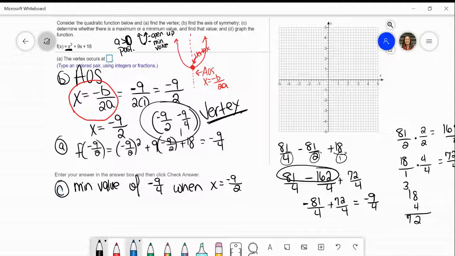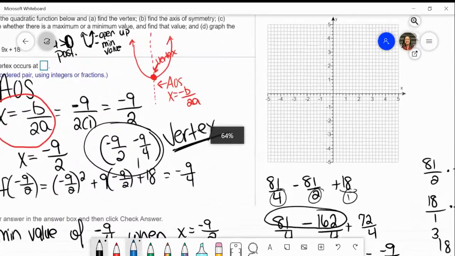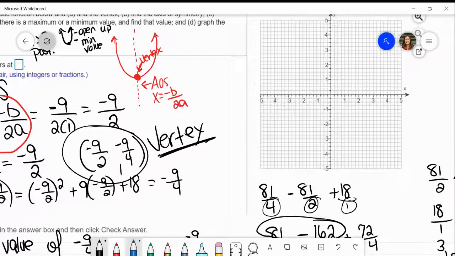All right, so looking at the graph, what I notice is they have everything broken up into fourths for us, which is super nice. So let's graph our vertex first. My vertex was -9/2 and -9/4. So if I were to change that so that we can understand it, 2 goes into 9 4 times, and then 4 goes into 9 2 times.